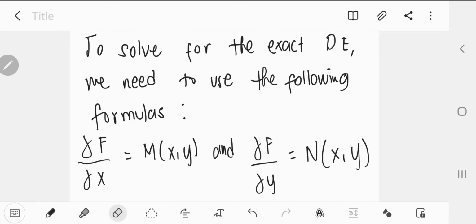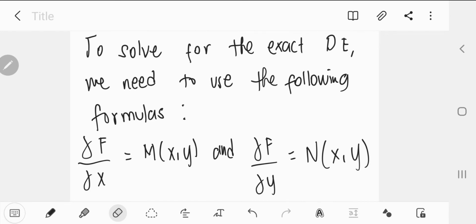And now let us go back to the discussion earlier. To solve an exact differential equation, we need to use the following formulas. The partial derivative of f with respect to x is equal to M, a function of x and y, and the partial derivative of f with respect to y is equal to N, a function of x and y.